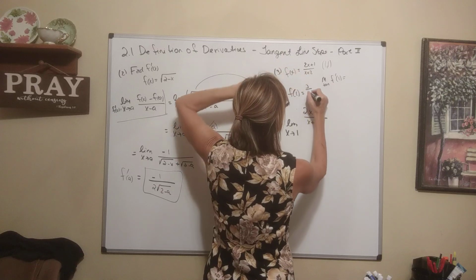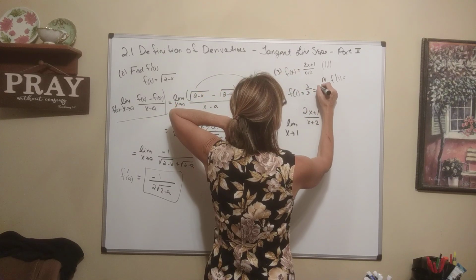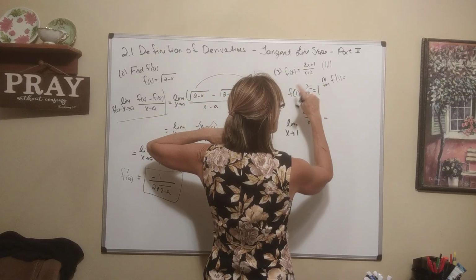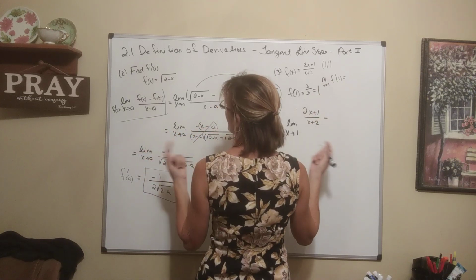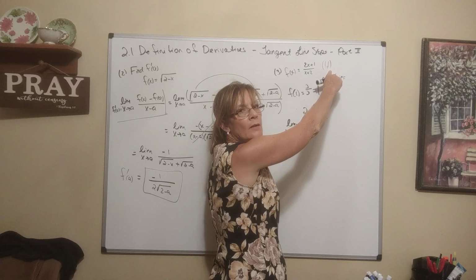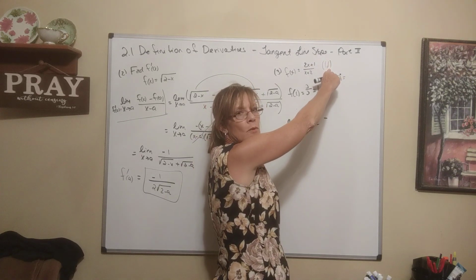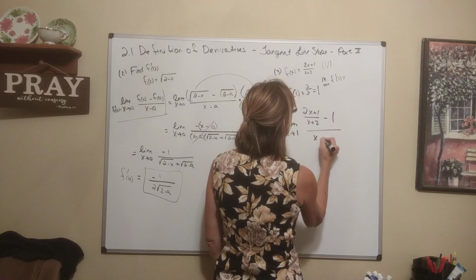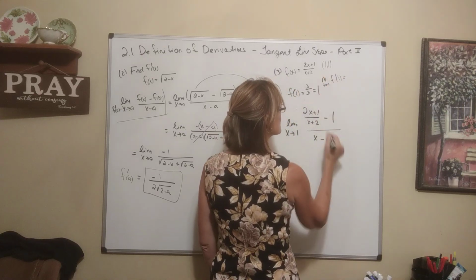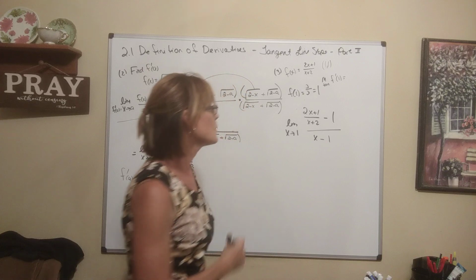1 plus 2 is a 3. This is equal to 1. The slope, the y value is 1, but they already told me that. I didn't have to go through all that. They told me that the y value is 1 with that point right there. So that's 1 over x minus a, but a is also 1. So this is what we have.